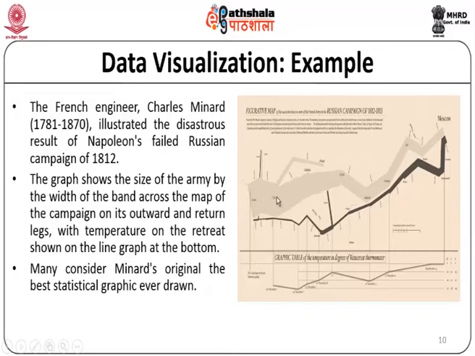When you take a look at this graph, you may find the width of this band keeps decreasing as you proceed towards the right. The left hand side indicates the entry, and the right hand side indicates the final point when Napoleon started returning back. So, when you go from left to right, you can see that the strength of Napoleon's army reduced to a large extent. This is statistical information conveyed by the given graph. Apart from this, there are many other parameters.